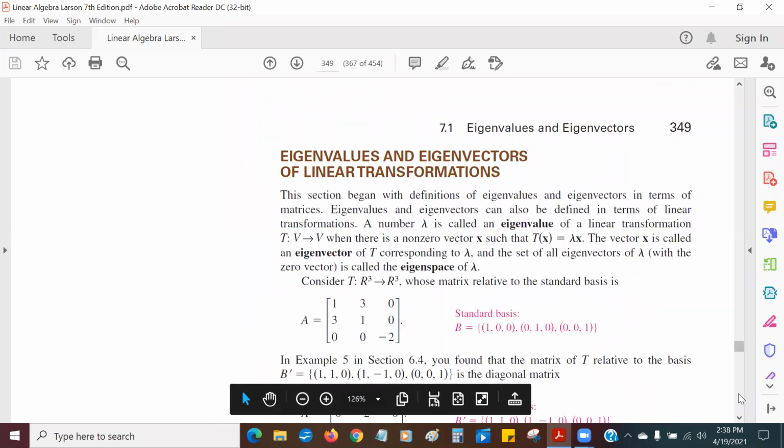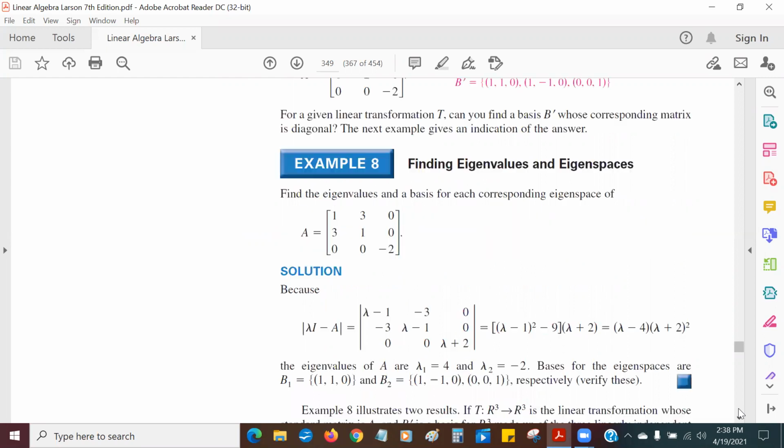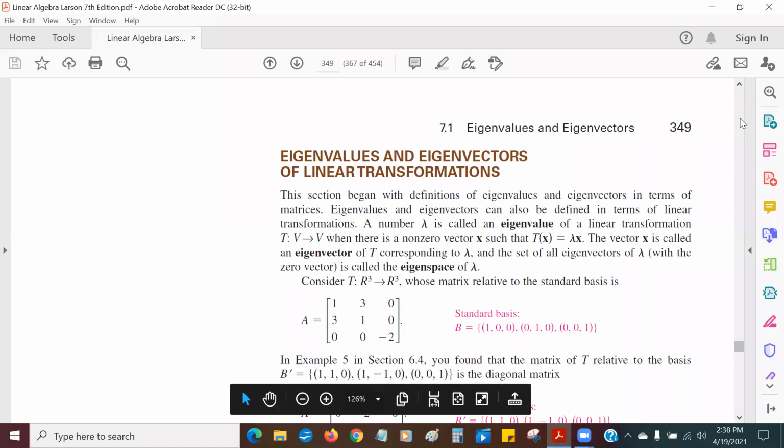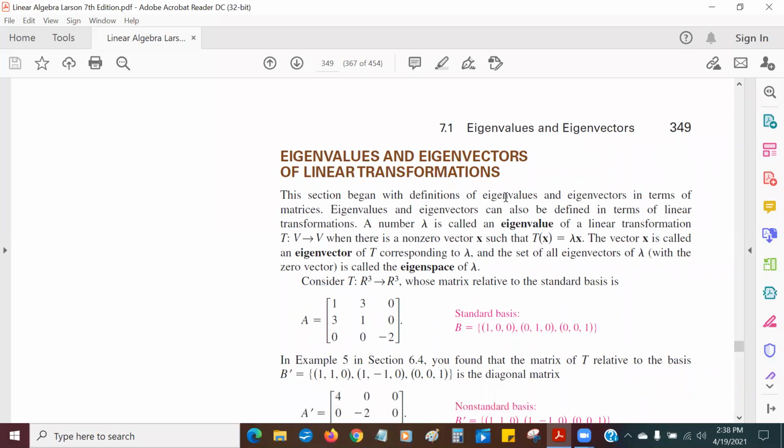I think I'm going to stop at this point, and next time we're going to do eigenvalues and eigenvectors of linear transformations. Okay, so let me stop the share. Let me stop the recording.